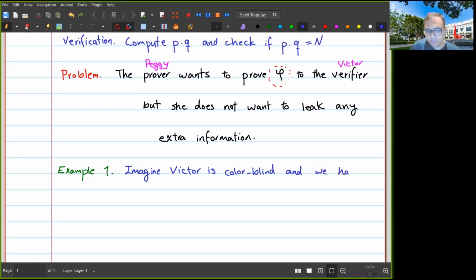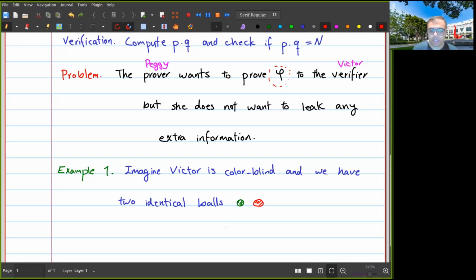So we have two identical balls. And these balls, one of them is green, one of them is red. Victor is colorblind, so Victor cannot tell the difference between these two balls. But let's say that Peggy is not colorblind. And so suppose that Peggy wants to prove to Victor that she can distinguish between these two balls. Okay?